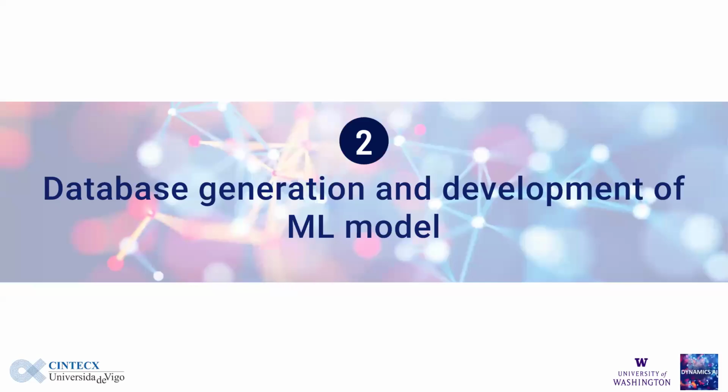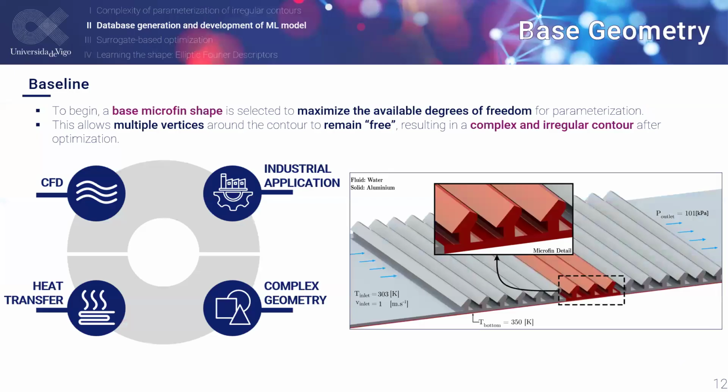So to start with, I'm going to go really, really briefly into how we generated the database. We decided to use a base microfin shape, a T-shaped microfin shape, to try to maximize the available degrees of freedom in our space, also to generate secondary flows and improve turbulence in the intermediate regions of the microfins. And also we wanted to give as much freedom as possible for the generation of the microfins.